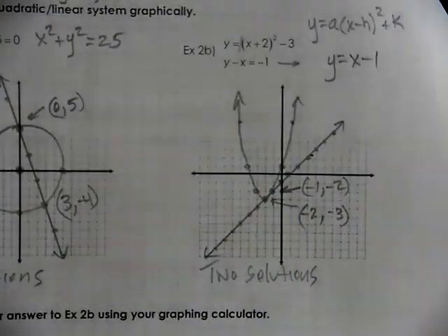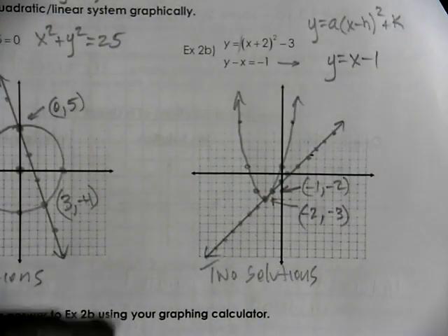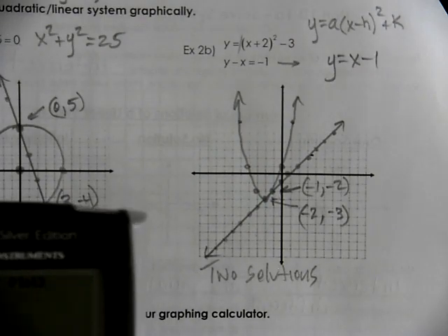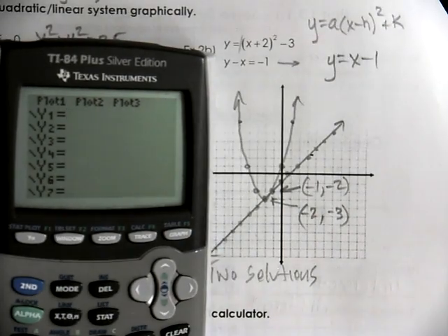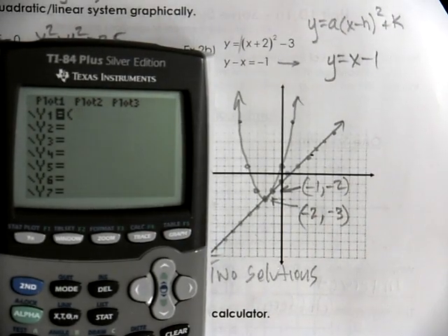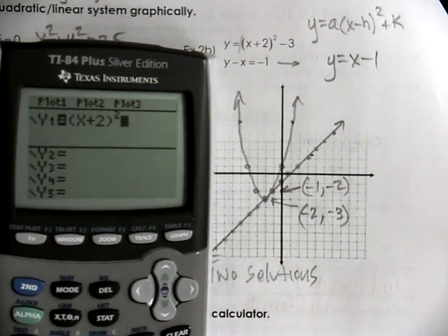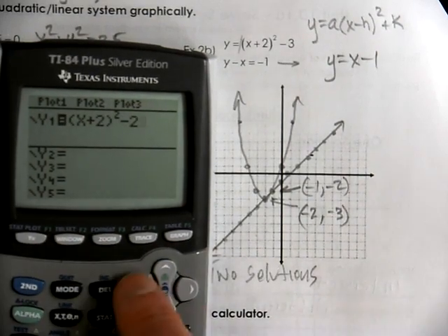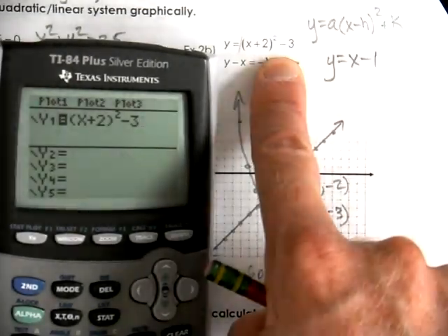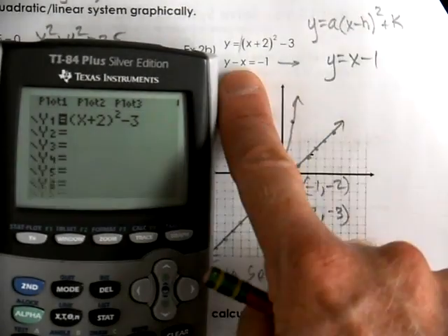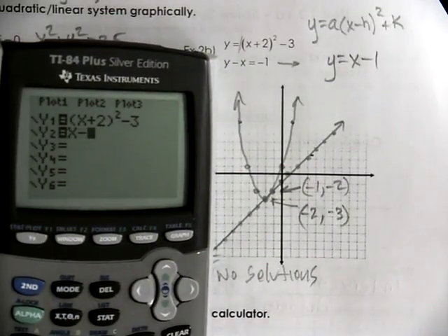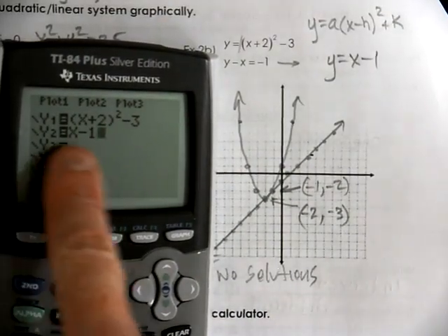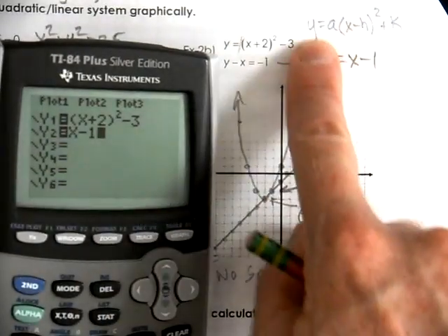We can take our graphing calculator, if that's appropriate to use. You can type in that equation, x plus 2, quantity squared, minus 3. And we're also going to type in y equals x minus 1. A graphing calculator can only do y equals, so you always got to get y by itself.